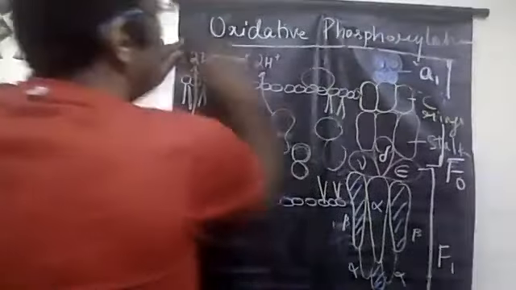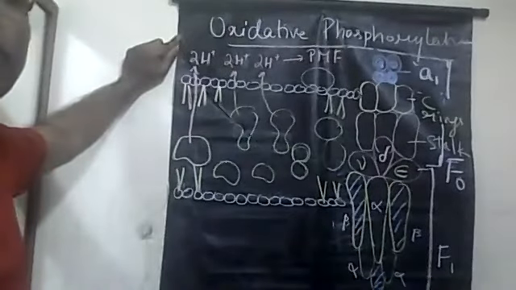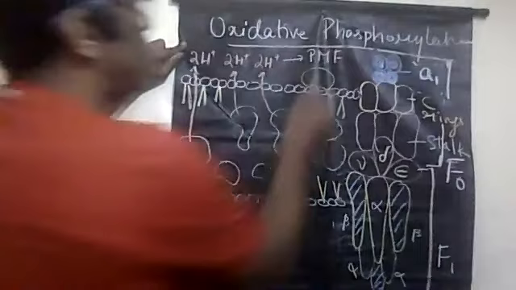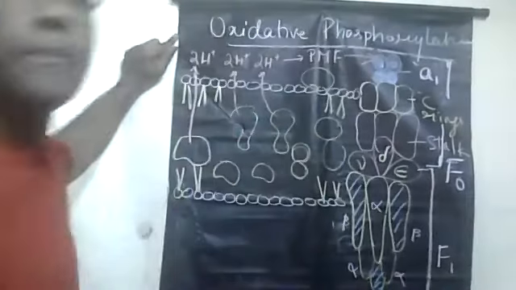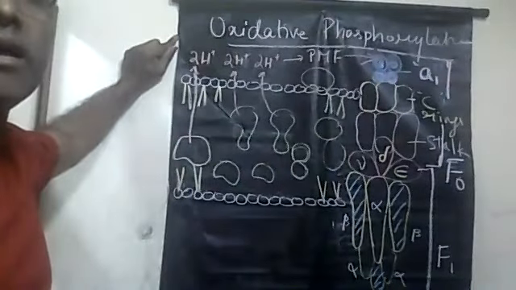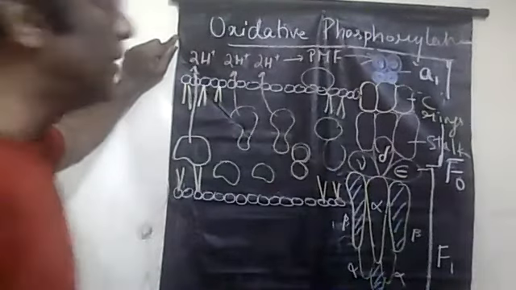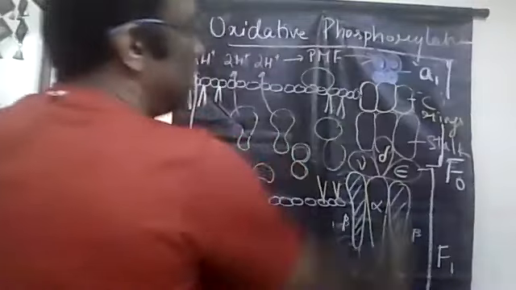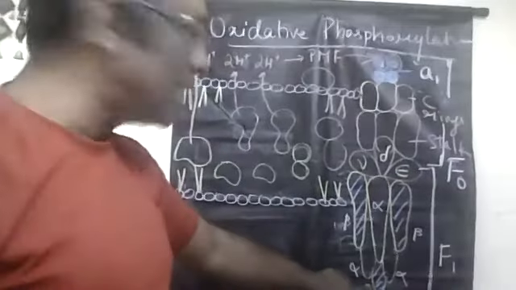When protons will be more, they'll create what? PMF, proton motive force. That proton motive force will influence the A1 protein. Just to make you understand, remember these all protein units are associated together, bound together. Down is the ATP synthetase enzyme.